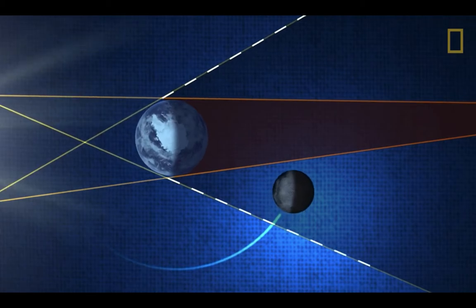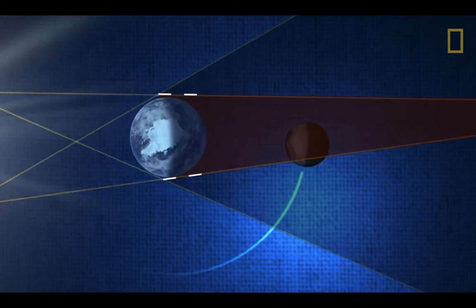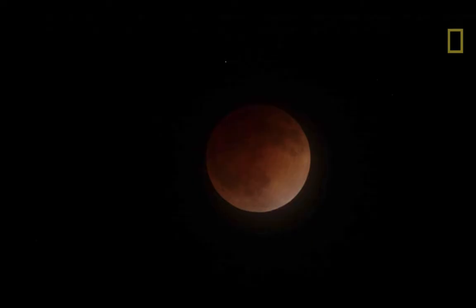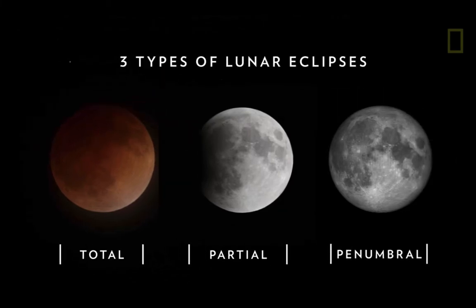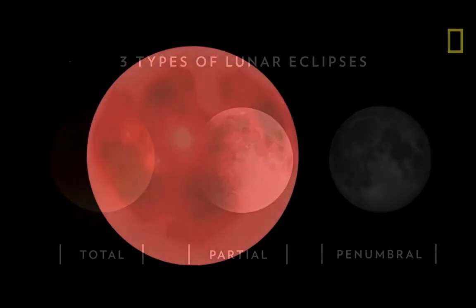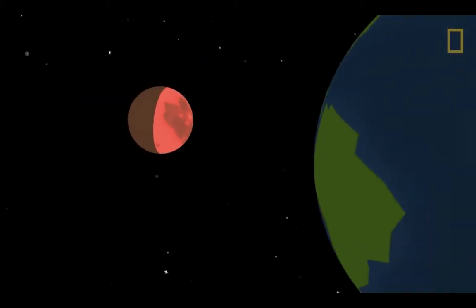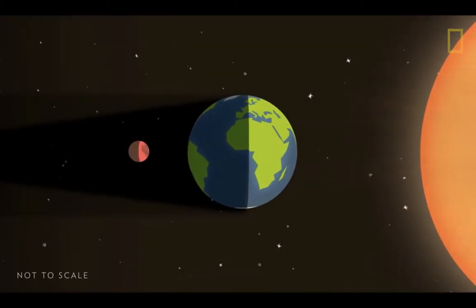A larger shadow, known as the penumbra, and a smaller, darker shadow, known as the umbra. There are three types of lunar eclipses. The first is a total lunar eclipse, when the sun, moon, and Earth are in perfect alignment and the moon falls within the Earth's umbral shadow.